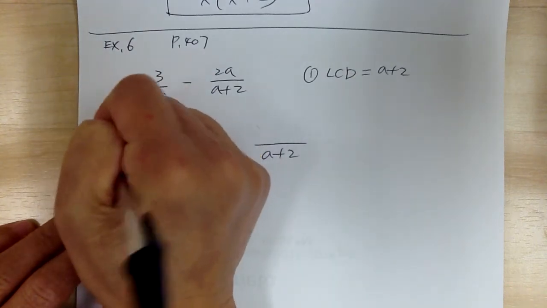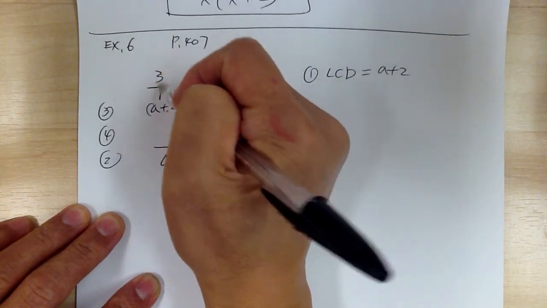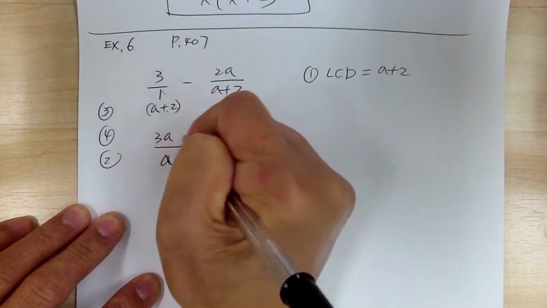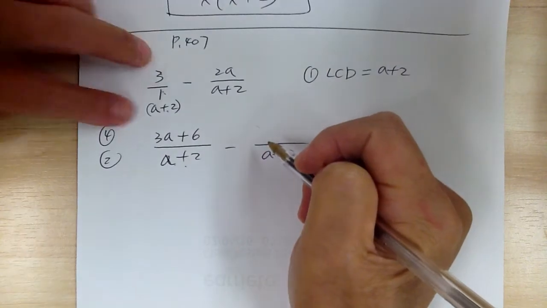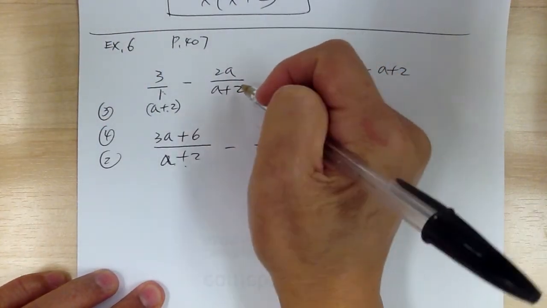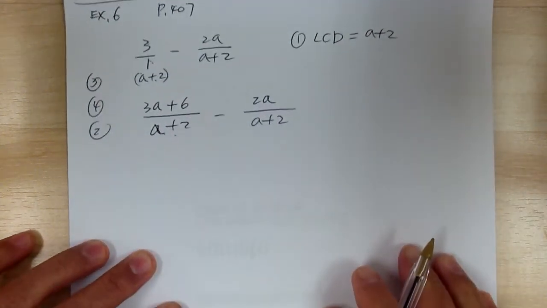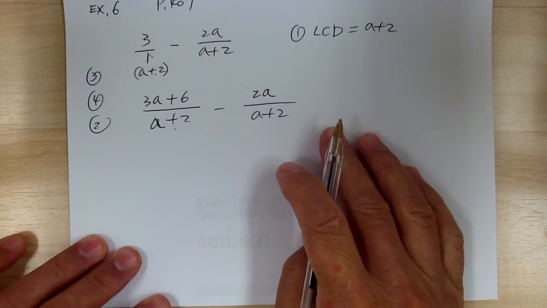Then step 4, you have to multiply out. So 1 times a plus 2, that's how I get a plus 2. On the top, I need to multiply out. So I get 3a plus 6, right? Multiply. Over here, the second fraction is already the same, so you don't have to do anything to it. Okay? So now let's go and subtract this together.